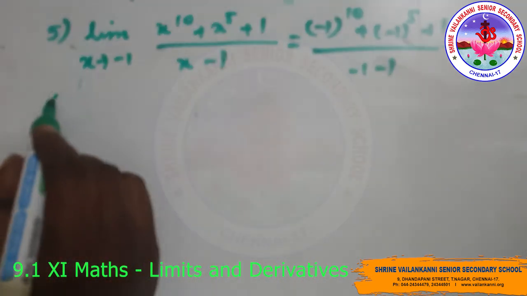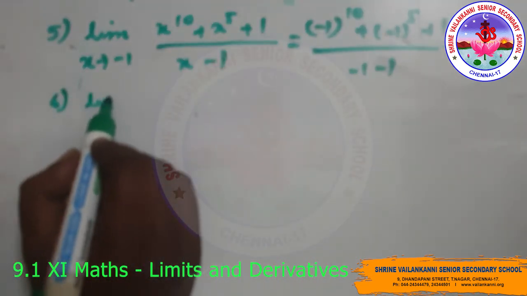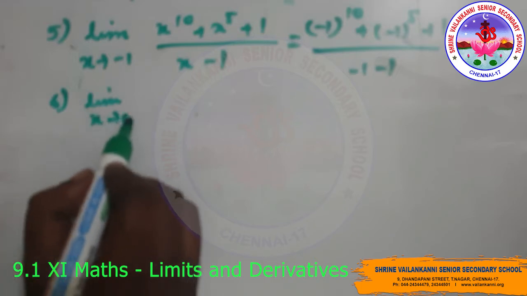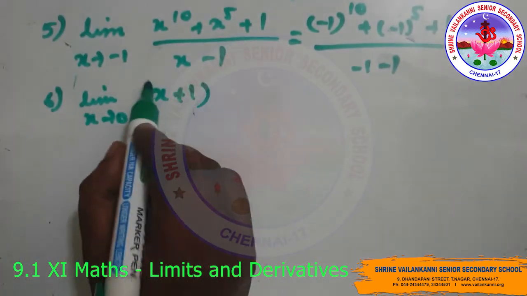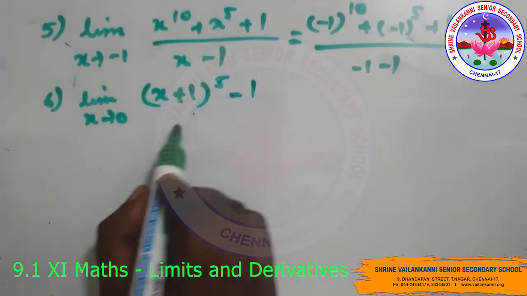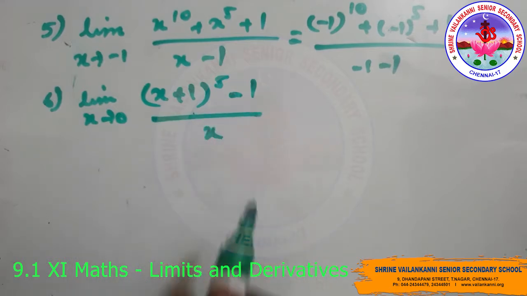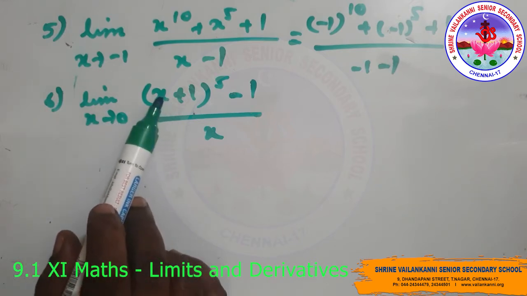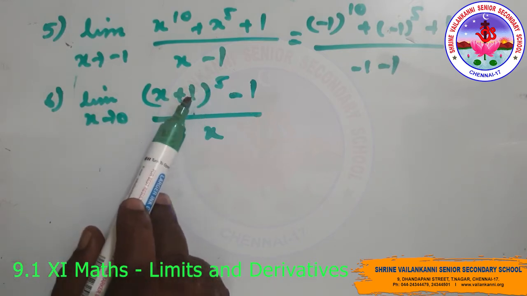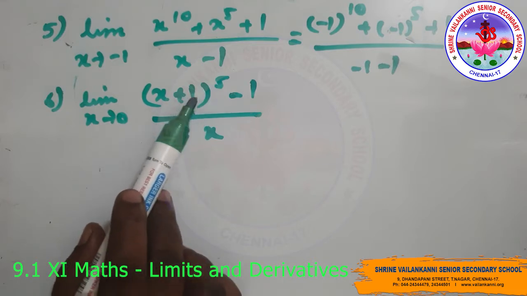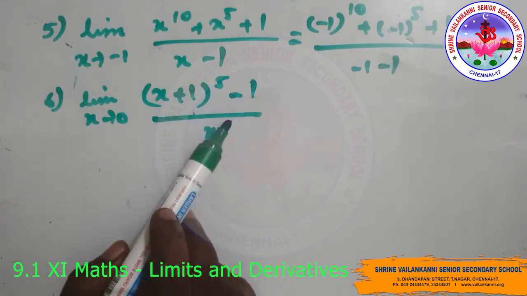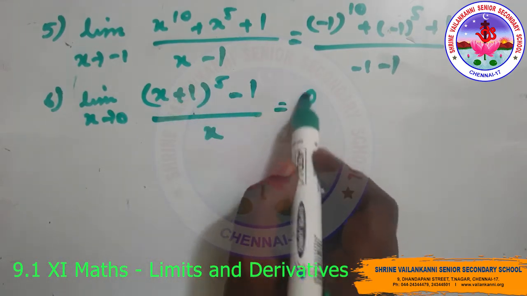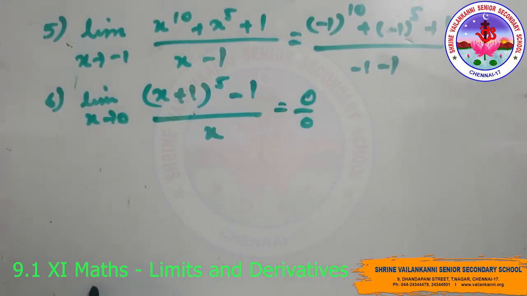Then sixth question is limit x tends to 0, x plus 1 whole power 5 minus 1 by x. Here limit x tends to 0. So when you change this as 0 plus 1 whole power 5, that is 1 power 5 is 1. 1 minus 1, 0 by 0. So which is in the form of 0 by 0 form.